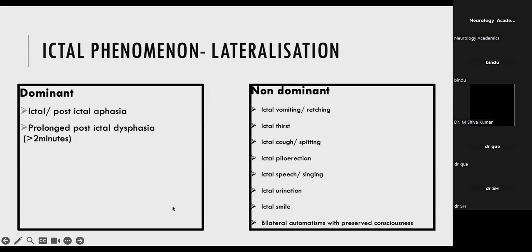Coming to ictal phenomena of temporal lobe epilepsy and their use in lateralization. Patients with ictal and postictal aphasia and prolonged postictal dysphasia lasting more than 2 minutes lateralize to the dominant temporal lobe. Patients having ictal vomiting, thirst, cough, speech, smile or urination, with bilateral automatisms and preserved consciousness, will be lateralized to the non-dominant temporal lobe.